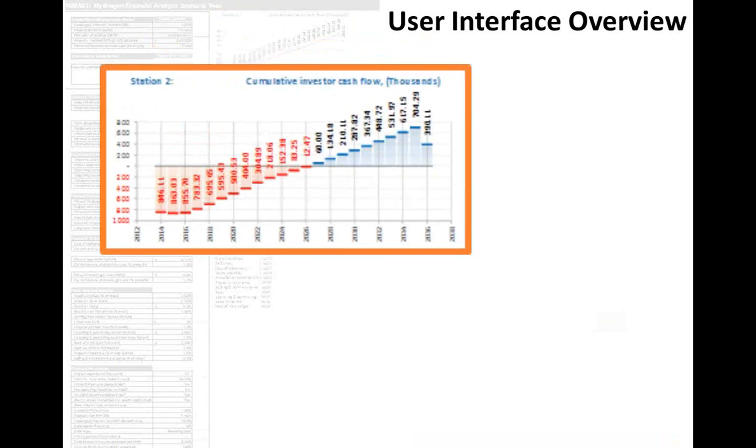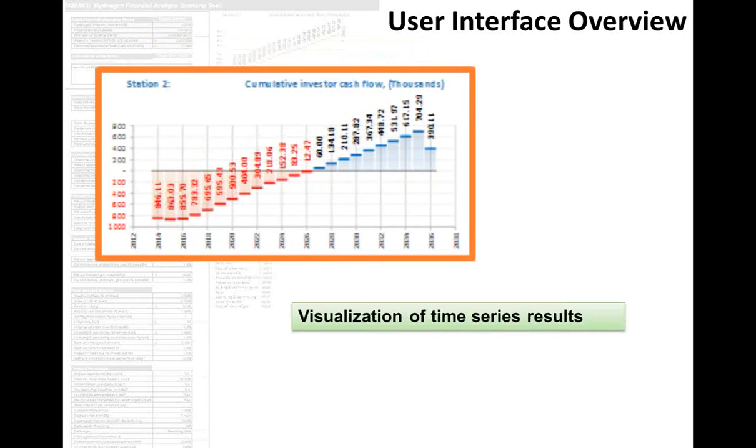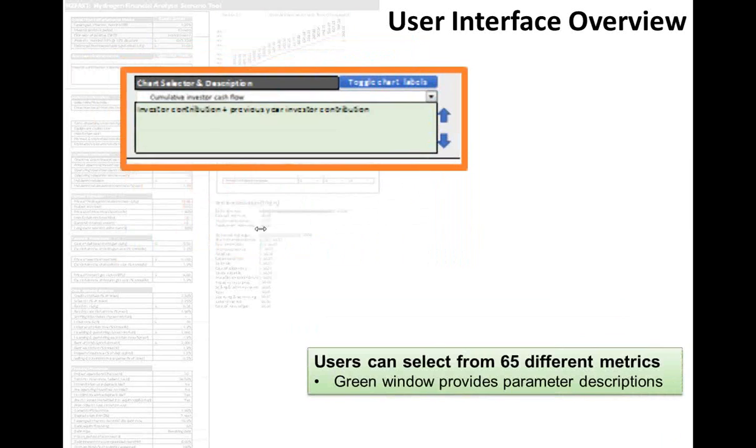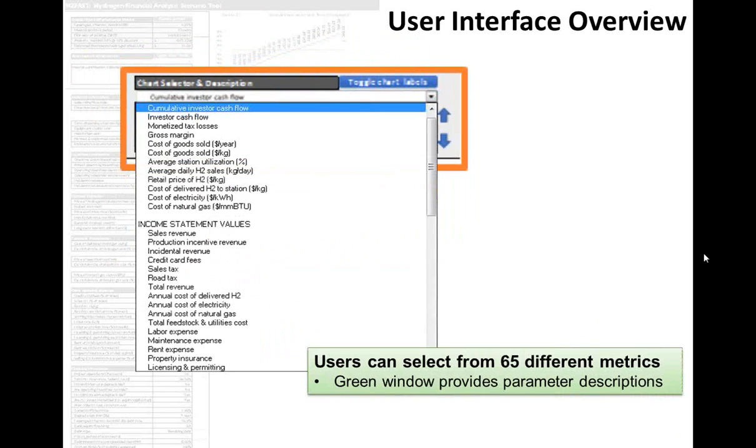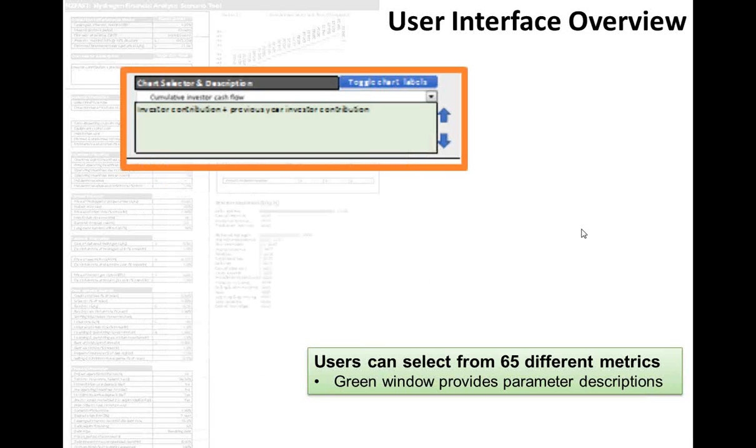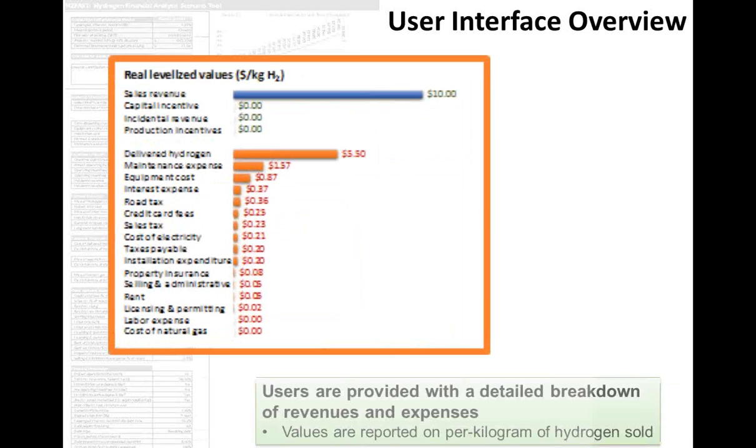Go to the next, we have this graphical user interface, which is a time series of a particular metric. And if we click one more time, we can see that the user can change the graph in terms of what time series metric is shown. If we click one more time, this particular box shows which metric you've pulled up, and the drop-down menu gives you the full list of 65 different metrics, and the green box gives you a description of the particular metric you're looking at.